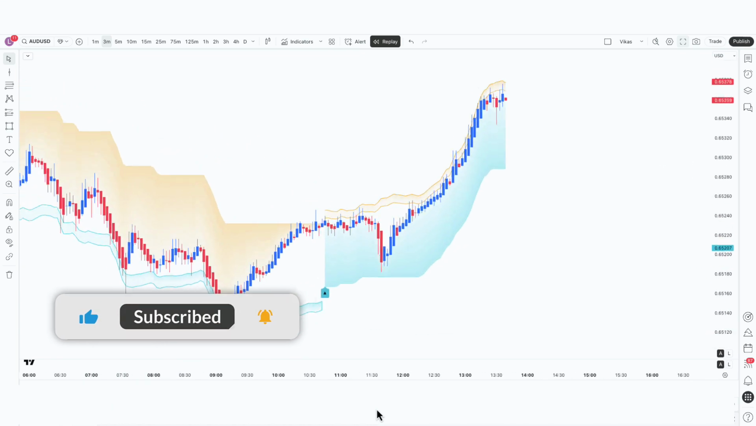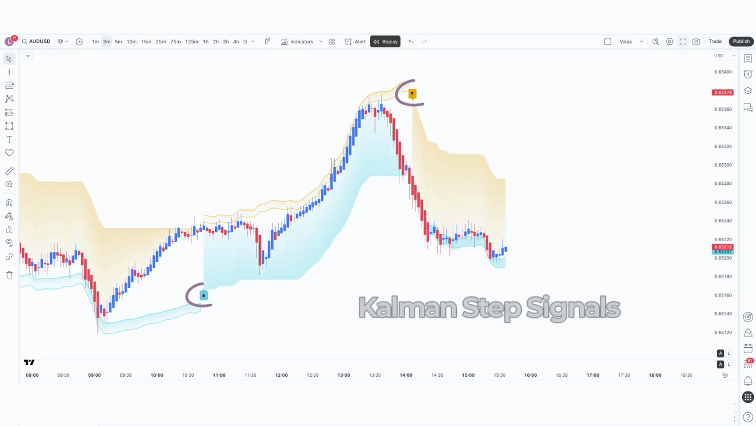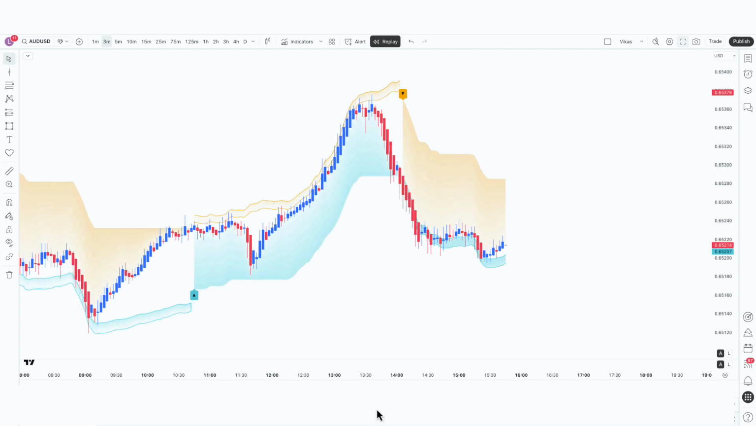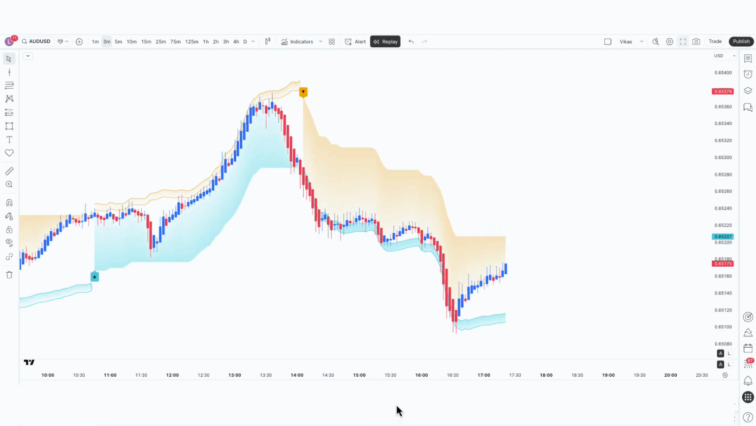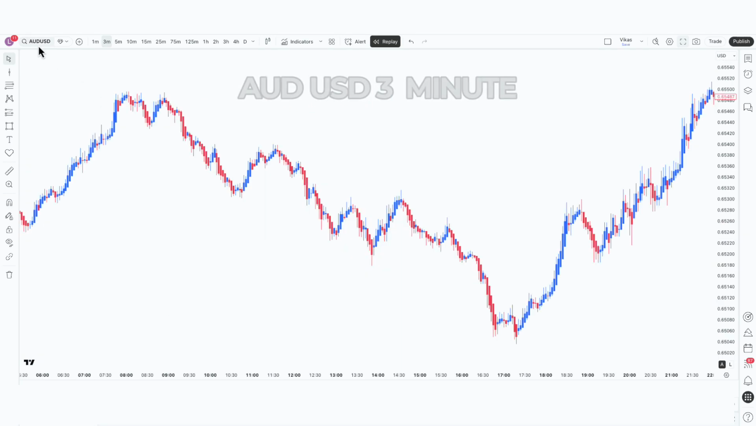First of all, let us know about trading tools. The sell and buy arrow indicator we see in the chart is called the Kalman Step Signals indicator. Now we tell you how we want to trade. Let's start the video. We open the AUD/USD 3-minute chart.